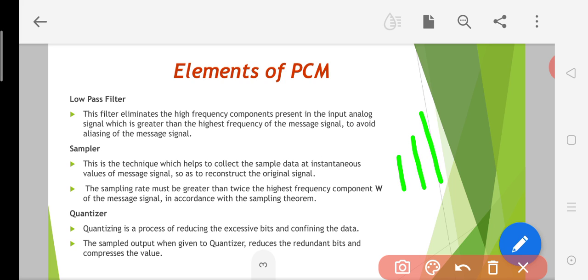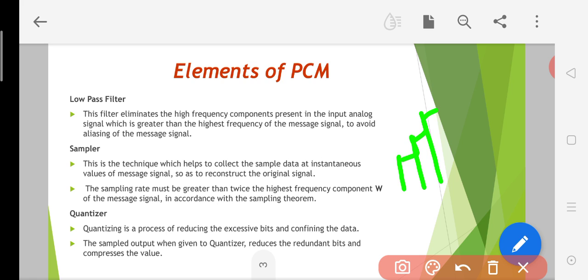These sampled signals, the sample information, also have the same repetitive information. There is a chance to eliminate that repetitive information, so we introduce quantization. Quantization reduces the excessive data, confining it. Here is a statement: quantization is the process of reducing excessive bits and confining the data.